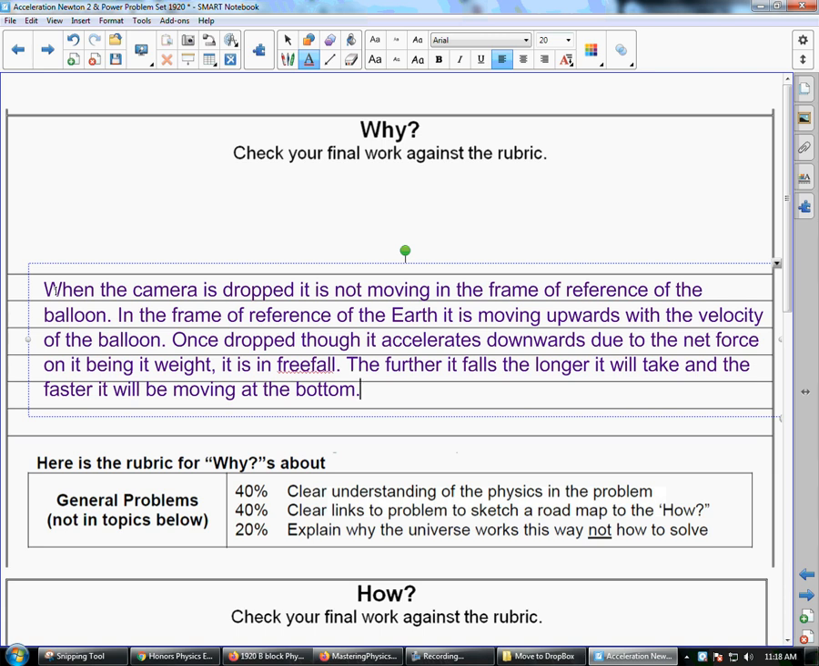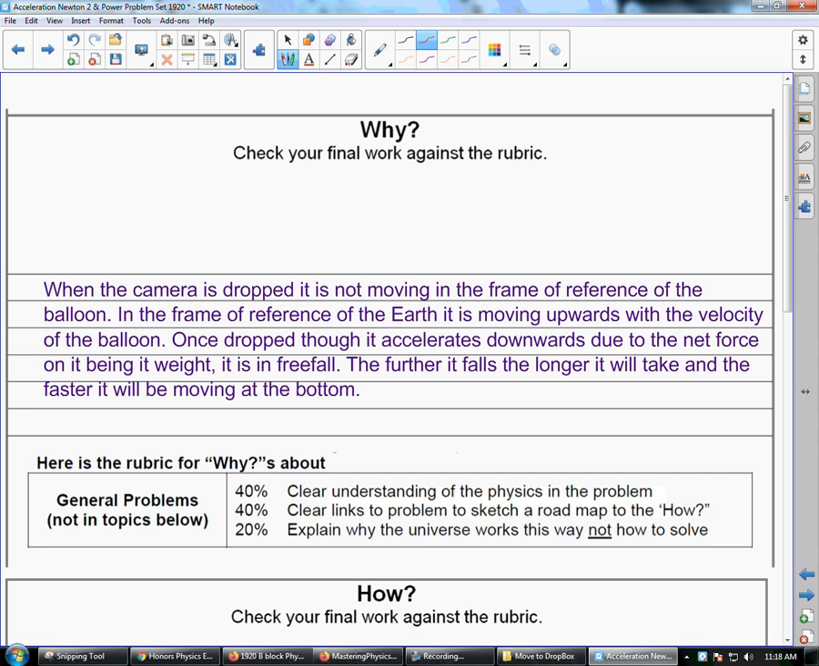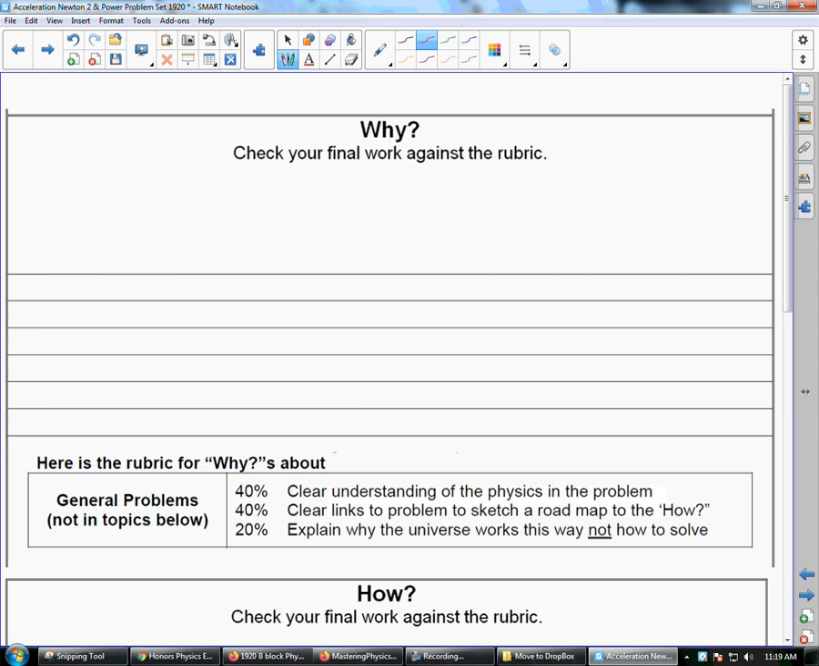Alright, so the tricky part here is that when it's released, it's actually moving upwards. So if you were to think about the path that this follows, from the balloon, it looks like it just falls down, right? But from outside the balloon, it goes up, and then it falls down and hits the ground. Because it travels up with the balloon.